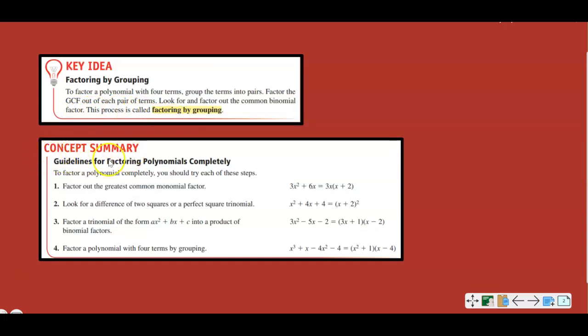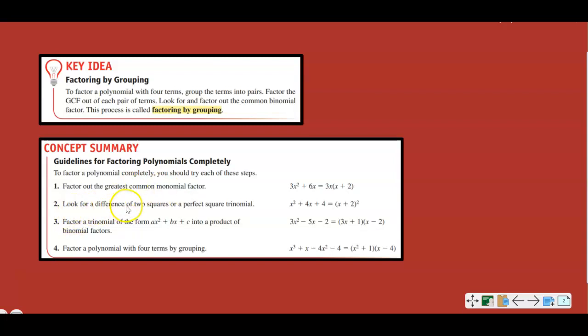Your concept summary, guidelines for factoring polynomials completely. To factor a polynomial completely, you should try each of these steps. First, always try to factor out the greatest common monomial. Okay, so always try to find your greatest common factor first.